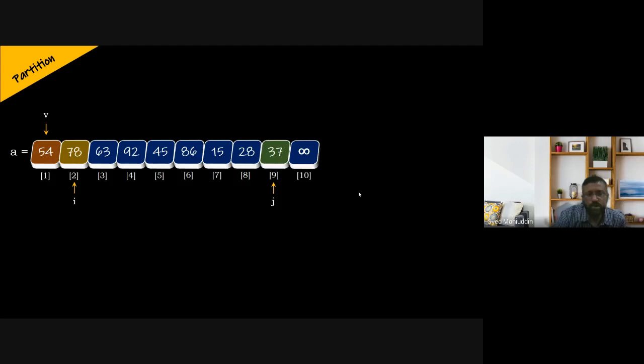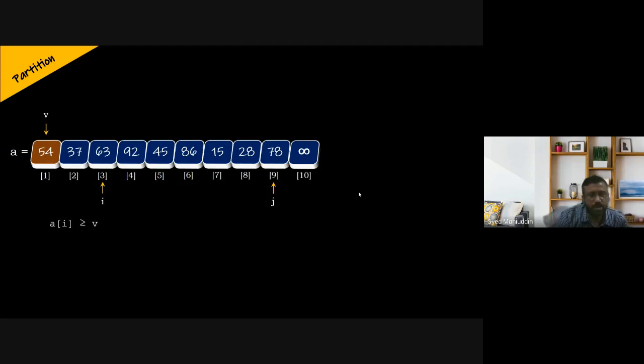Now we swap the element at index i with the element at index j. Remember, the pivot we are not swapping. The pivot is right now there only to compare whether the element at index i and the element at index j. Now we swap the element at index i and index j, so these two elements are swapped. Then index i is moved towards right.